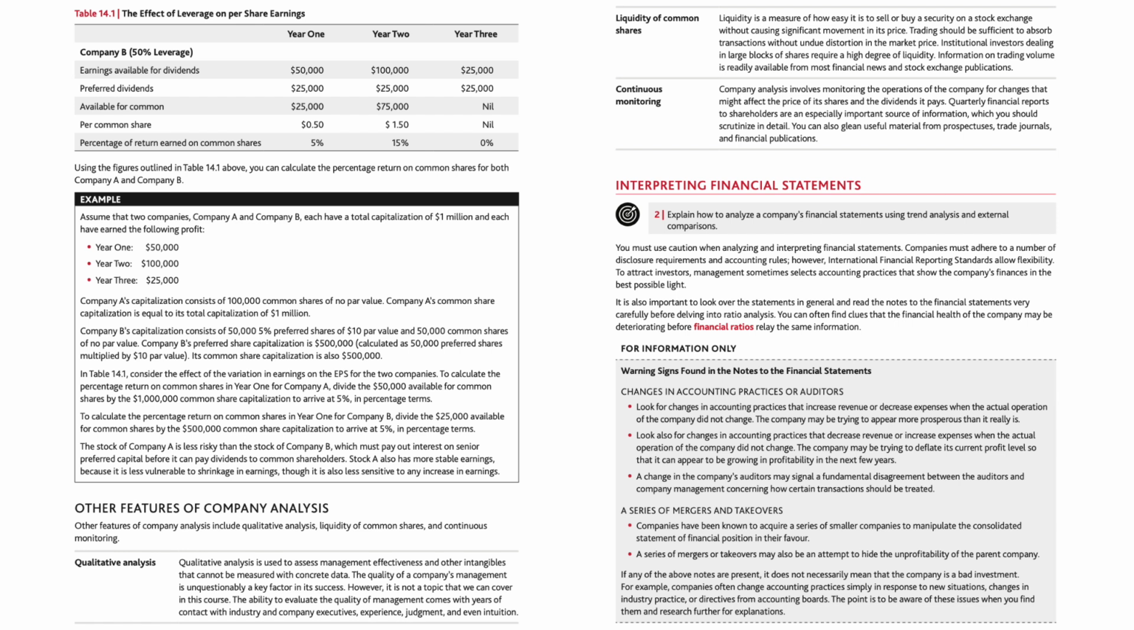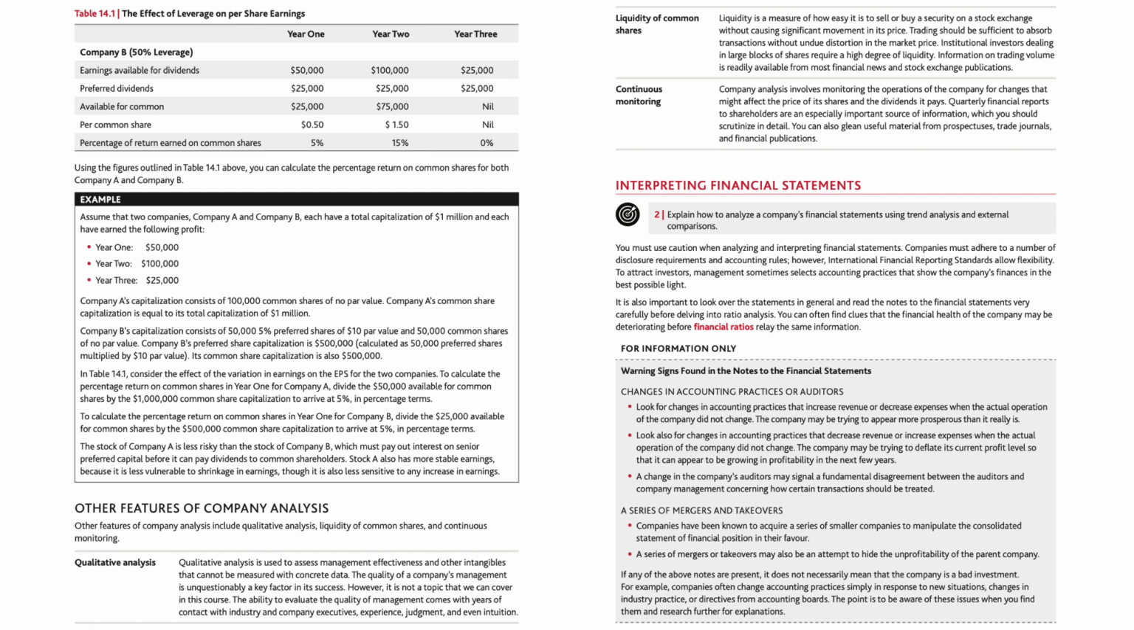Company B, its capitalization consists of 50,000 5% preferred shares of $10 par value and 50,000 common shares of no par value. Company B's preferred share capitalization is $500,000, calculated as the 50,000 preferred shares multiplied by $10 of par value, and its common share capitalization is also $500,000. In Table 14.1, consider the effect of the variation in earnings on the earnings per share for the two companies.